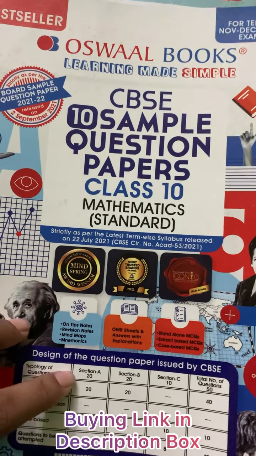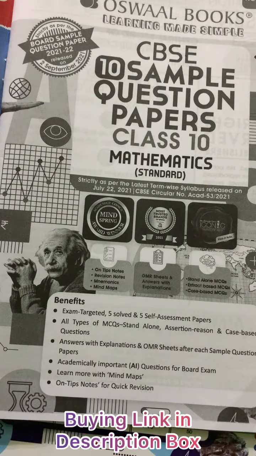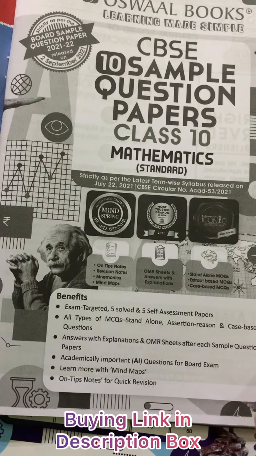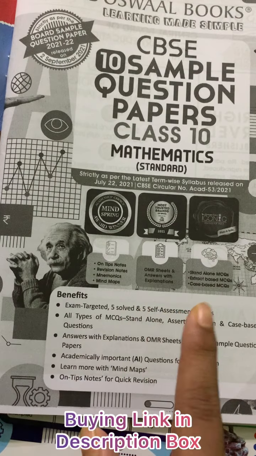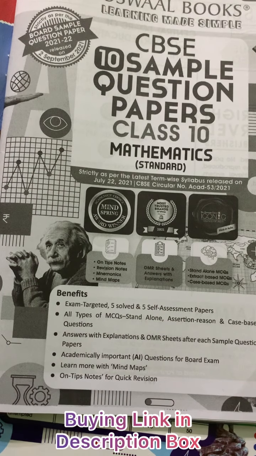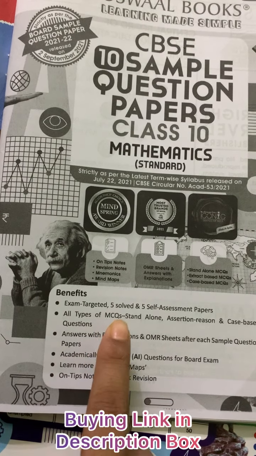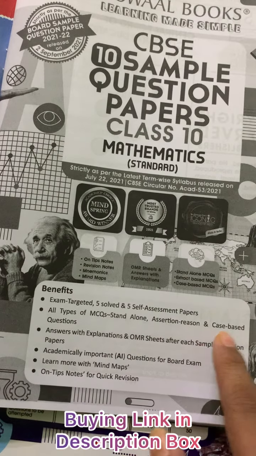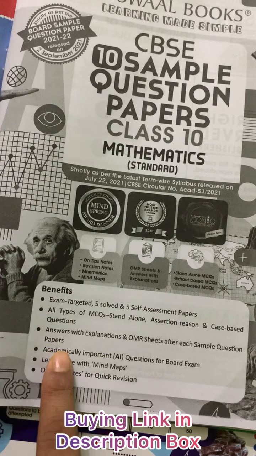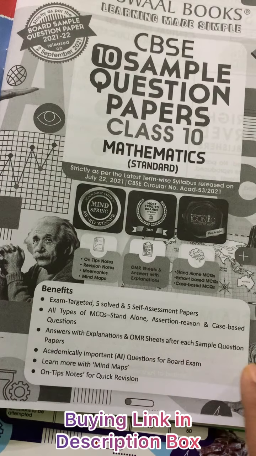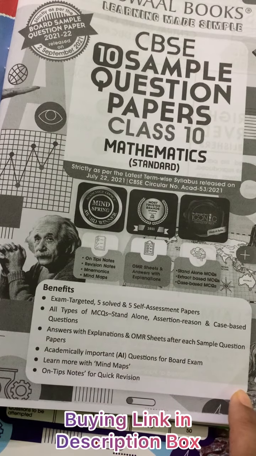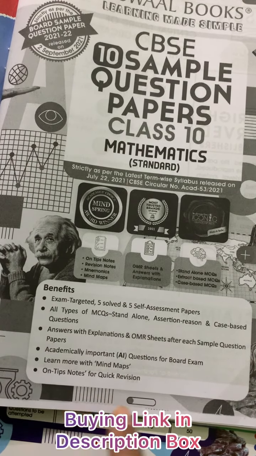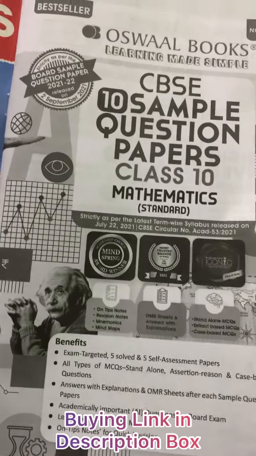Let me tell you about the basic benefits of this book. You will get 5 solved and 5 self-assessment papers. 5 solved means fully solved, and 5 self-assessment papers means the answer paper will only contain hints to some questions, not fully solved. Then you will get MCQs of standalone, assertion-reason and case-based types. Then you will get answers with proper explanation and OMR sheets after each sample question paper. Then you will get academically important questions for the board exam, mind maps and quick notes, and tips notes for quick revision.